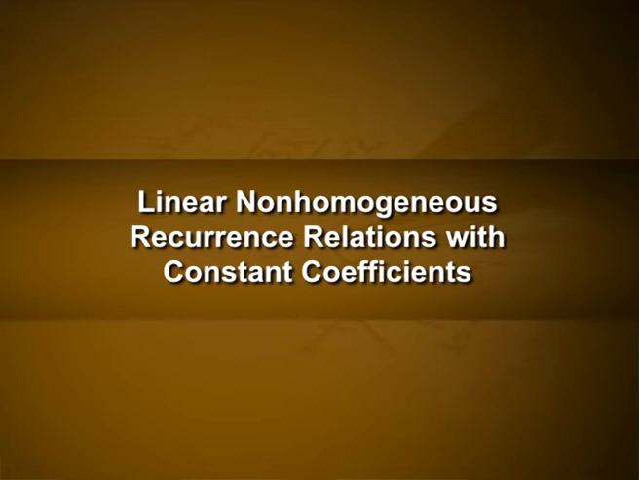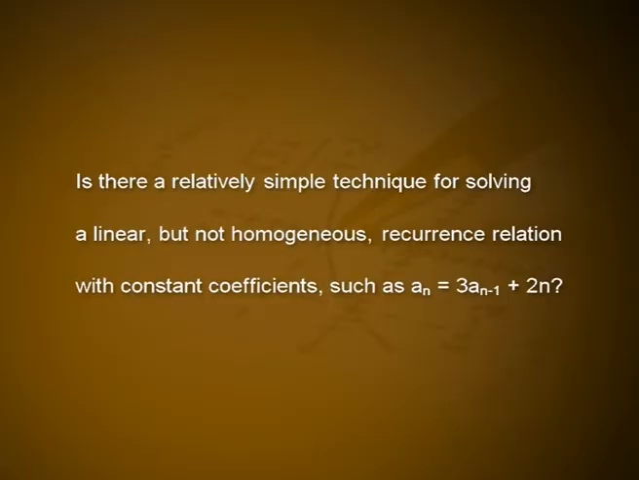Linear non-homogeneous recurrence relations with constant coefficients. We have seen how to solve linear homogeneous recurrence relations with constant coefficients. Next, we will see if there is a relatively simple technique for solving a linear but not homogeneous recurrence relation with constant coefficients, such as a_n = 3 a_{n-1} + 2n. We will see that the answer is yes for certain families of such recurrence relations.